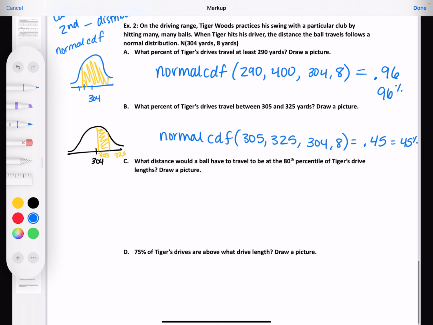All right, so the next one: what distance would a ball have to travel to be at the 80th percentile of Tiger's drive lengths? Draw a picture. So this is talking about a drive farther than 80% of his drives.